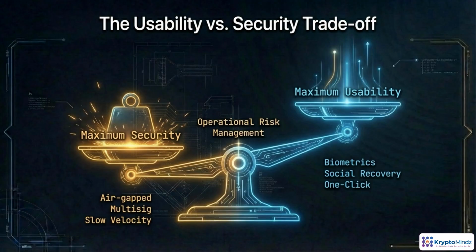Every trust architecture sits on a spectrum between maximum security and maximum usability. On the security side, you get air-gapped keys, multi-sig and slow, carefully controlled changes. That reduces catastrophic loss, but it also kills velocity and user adoption. On the usability side, you get biometrics, social recovery, and one-click flows, great for growth, but easy to misconfigure or abuse. Your job is not to maximize either extreme, but to deliberately design and continuously monitor the balance.